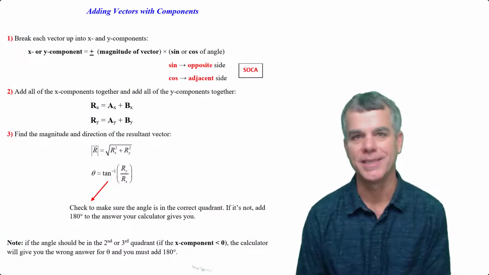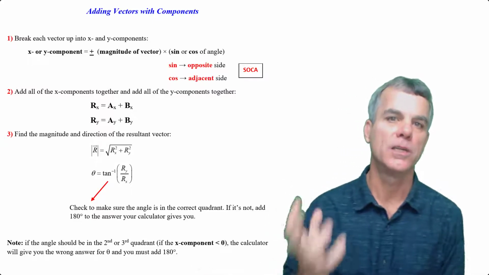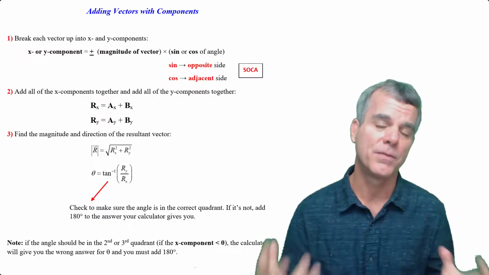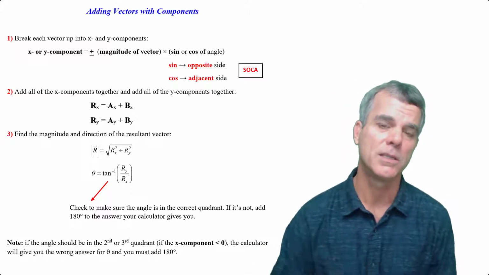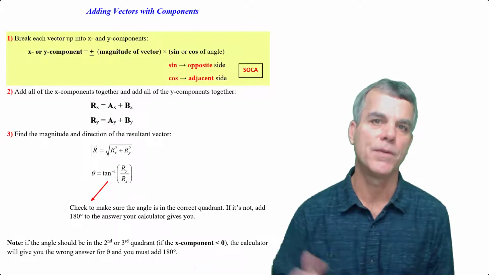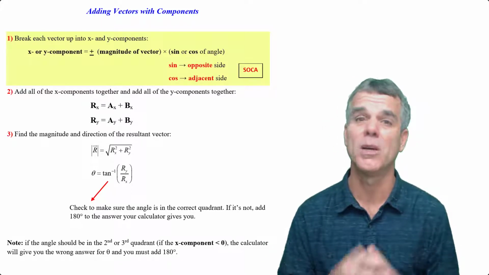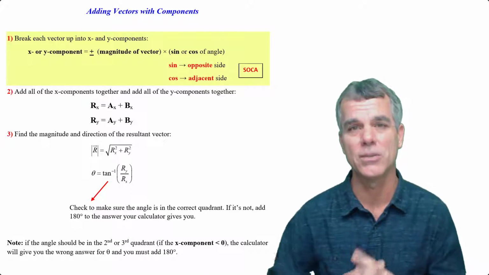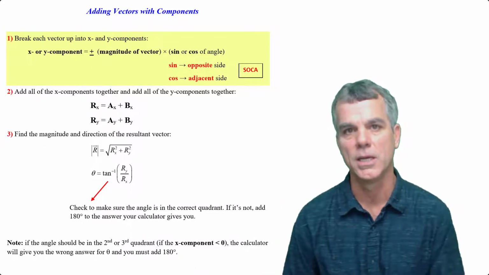Let's now take a look at the simple three-step procedure for adding two vectors together using components. Now this will apply for adding 3, 4, 5, 6 vectors together, but for this particular example, I'm just assuming I'm adding two vectors A and B, and I'm calling the sum of my two vectors R for resultant. Step 1 is you break each vector up into x and y components. Now, one or more of those vectors may already be in x and y components, but if you're given the vector in terms of a magnitude and a direction, first thing you want to do is calculate the x and y components of each vector.